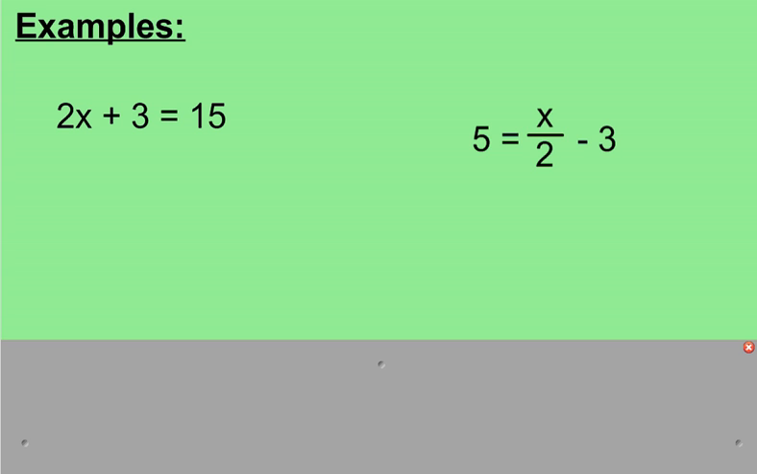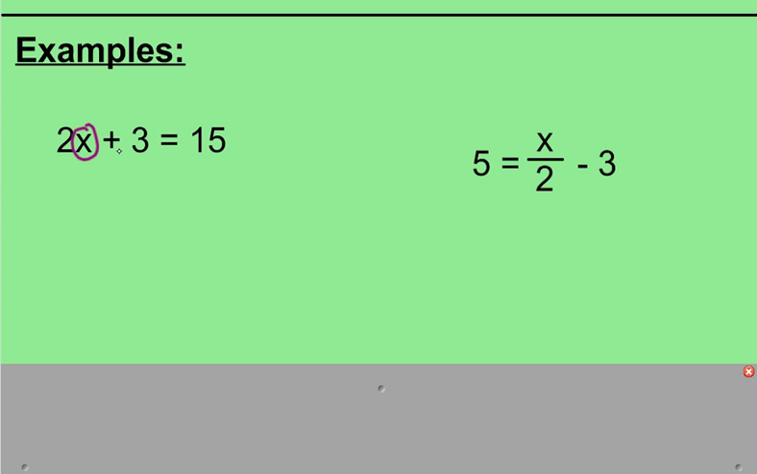We have 2x plus 3 equals 15, and we're trying to solve for this one variable x. Again, there is addition here. There's also multiplication because this is 2 times x. That's multiplication, that's addition, and those are the two things we have to undo to get the x all by itself.